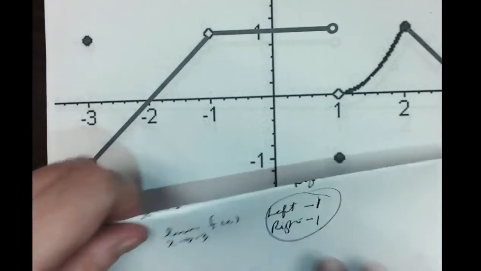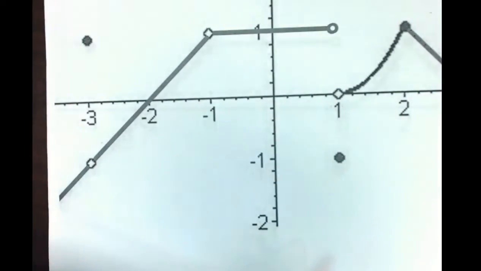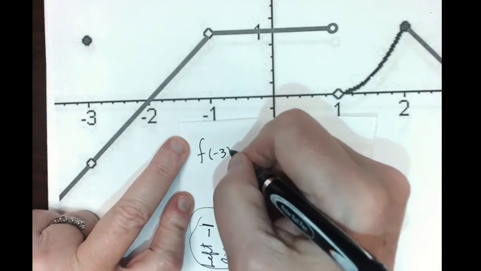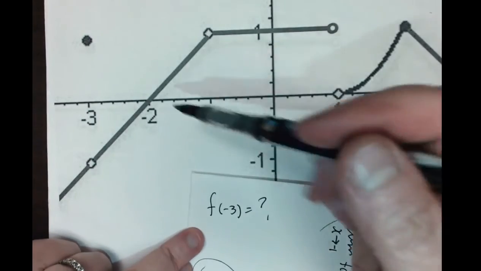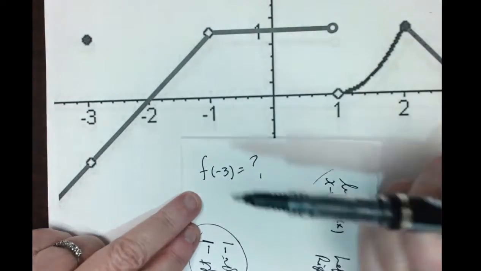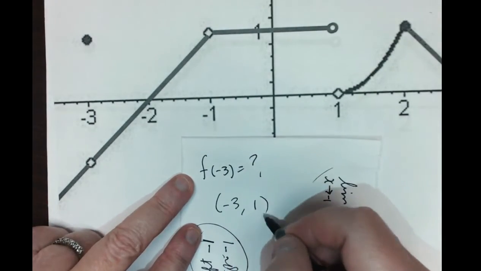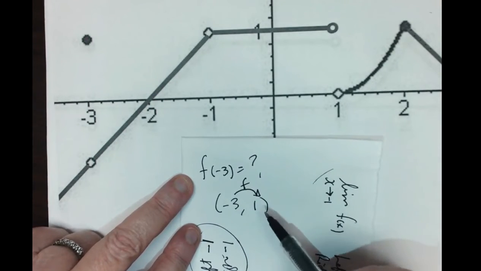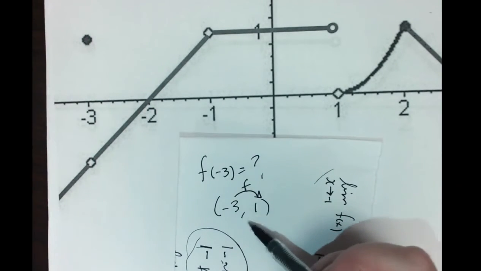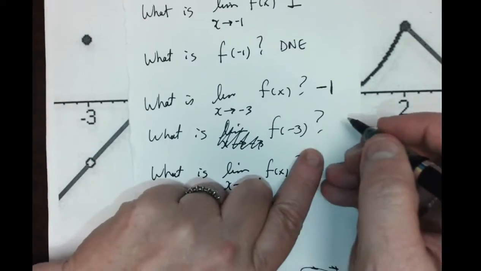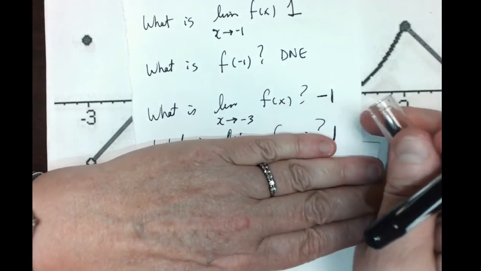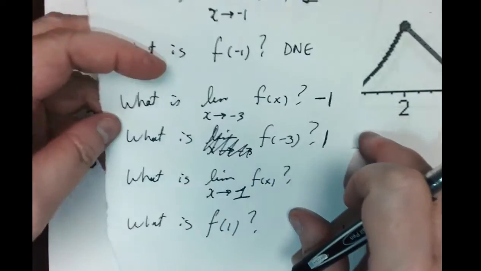Now, what is f evaluated at -3 for this one? Well, I find the point whose x coordinate is -3. There it is. That point has coordinates (-3, 1). So f maps the x coordinate into the y coordinate. So f evaluated at -3 is equal to +1. Now notice it does not matter that these two are not equal. The only thing that determines what the limit is, is what the left and the right limit are.